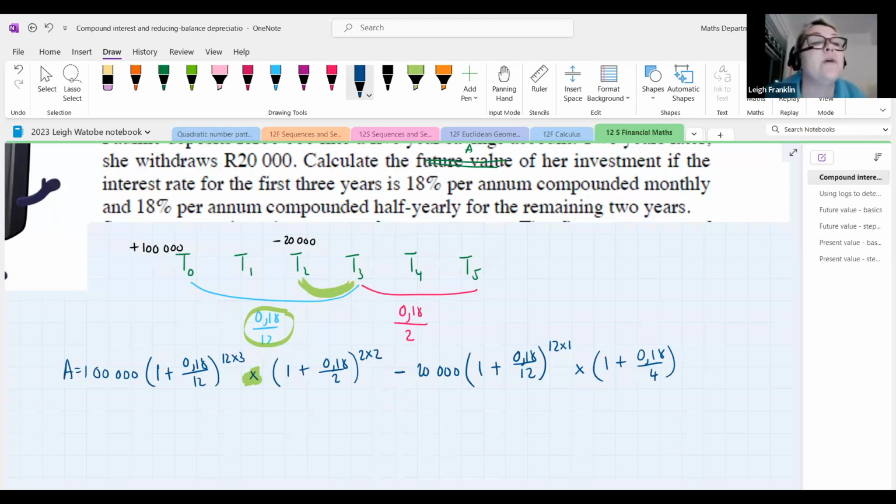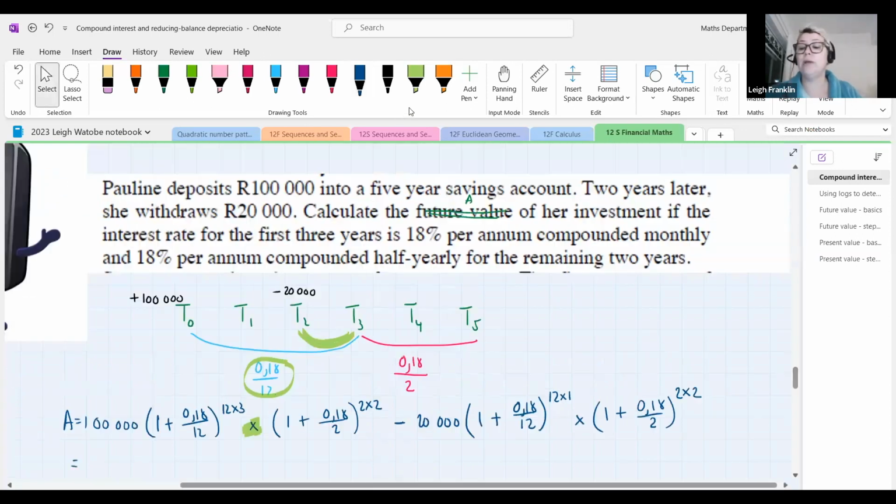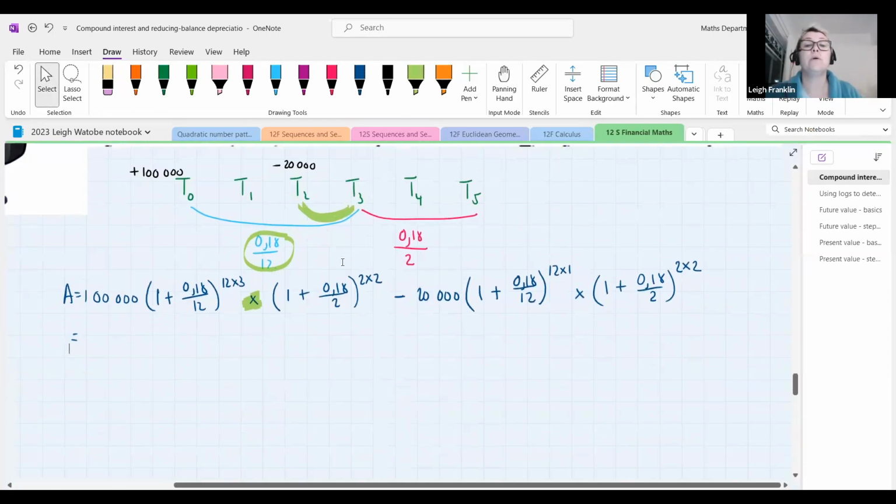Oh, sorry, it's not divide by 4. Sorry. It's not quarterly. It's divide by 2. And that would be for 2 years from T3 to T5. So that would be 2 times 2. Okay, so that's how we would actually work out what Pauline would have at the end of 5 years.